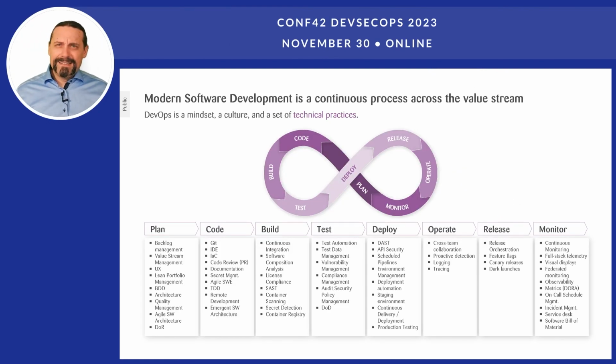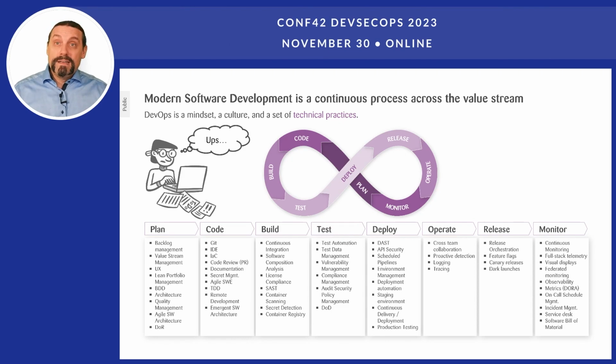Now, as I said, modern software development is a continuous process across that value stream that you see there. And you remember that I said DevOps is a mindset, a culture, and a set of technical practices. And these are the technical practices which we need to apply in order to continuously deliver value and in order to architect for continuous delivery. And yes, this is quite a lot which we need to do.